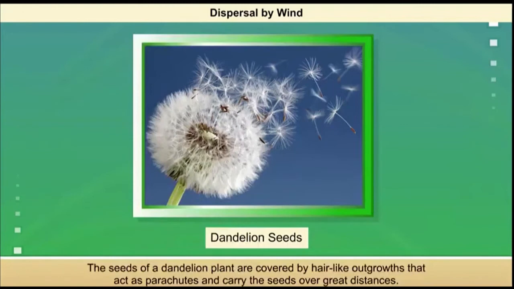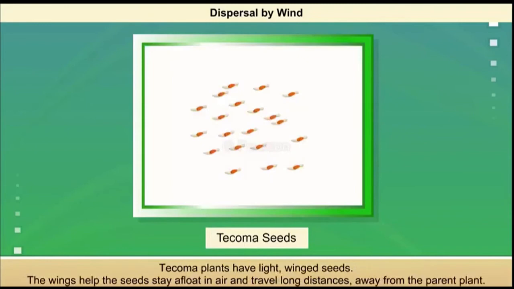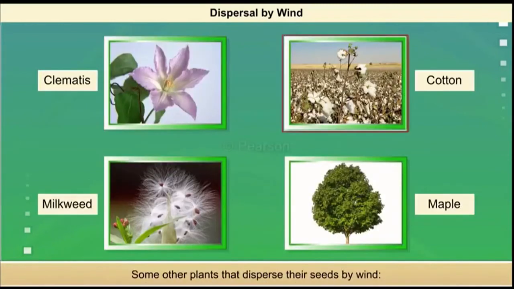The seeds of a dandelion plant are covered by hair-like outgrowths that act as parachutes and carry the seeds over great distances. Tecoma plants have light winged seeds. The wings help the seeds stay afloat in air and travel long distances away from the parent plant. Clematis, cotton, milkweed, and maple are some other plants whose seeds are dispersed by wind.